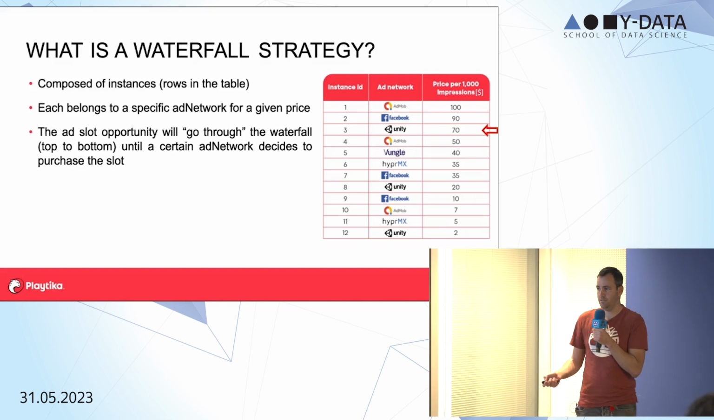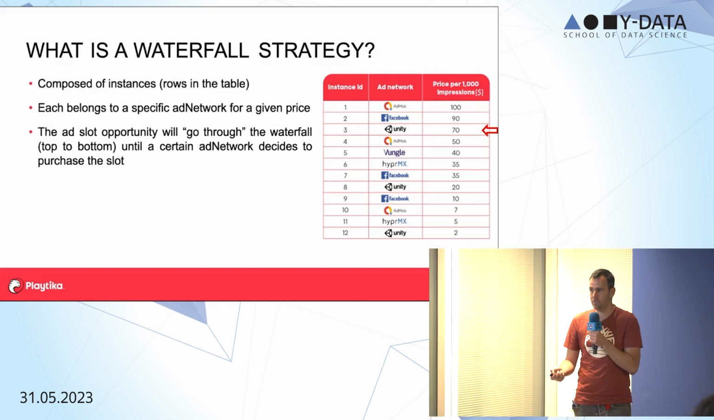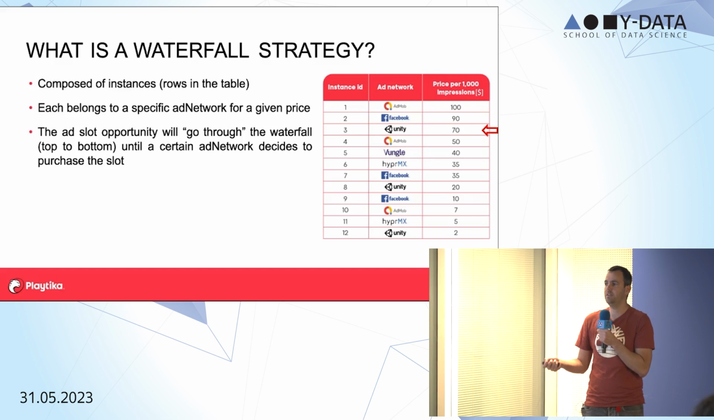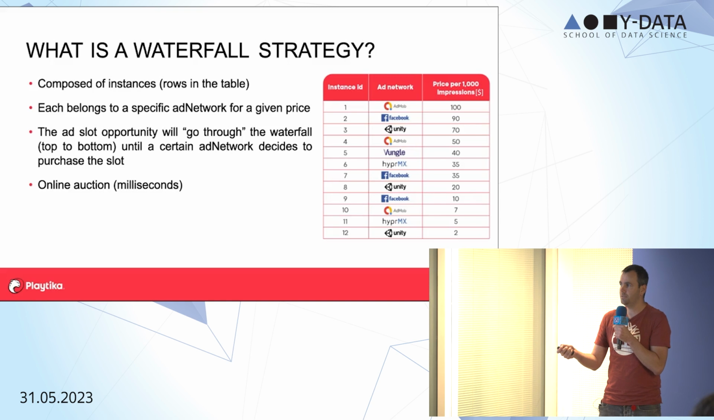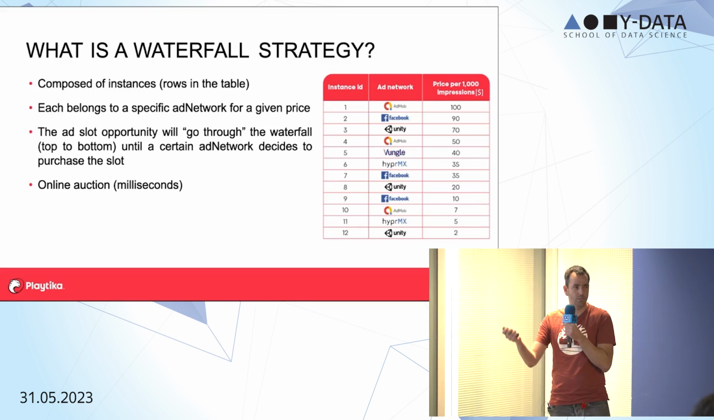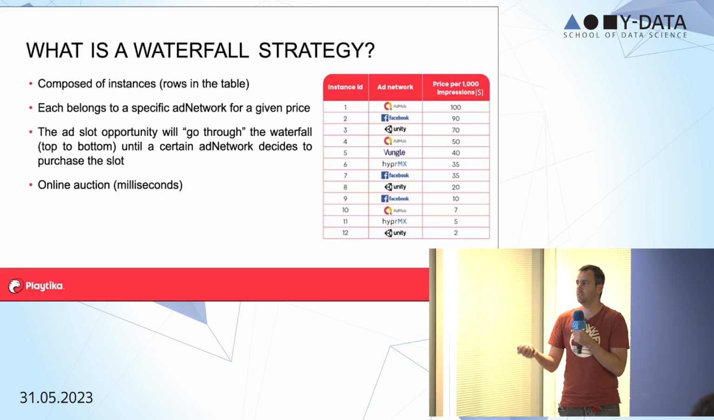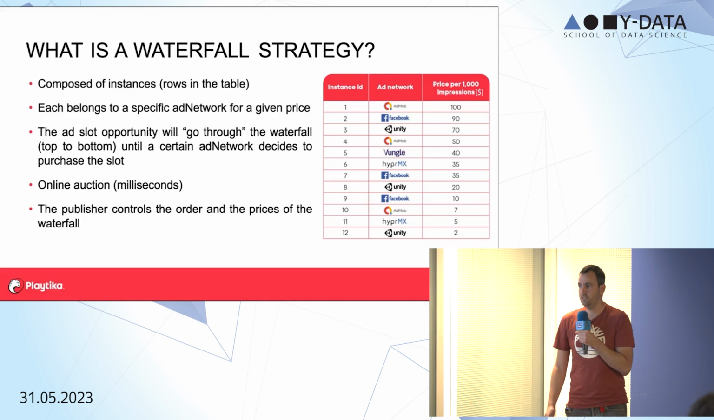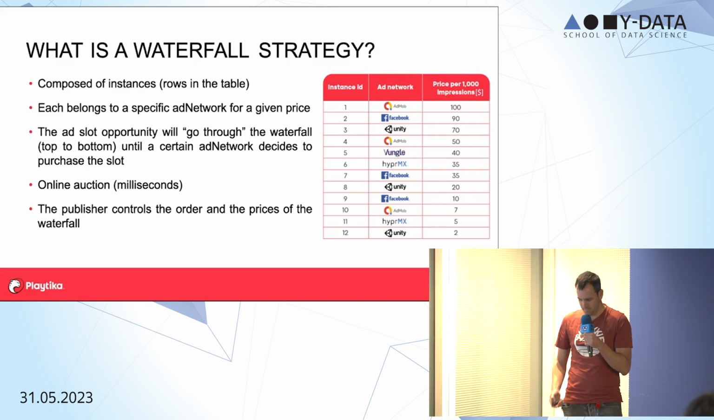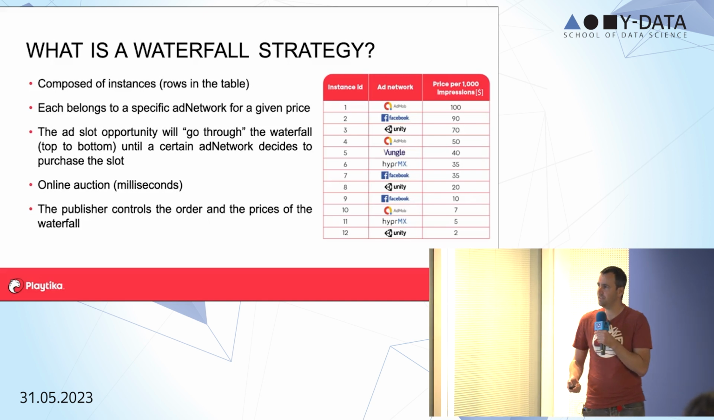The publisher, which is in this case Playtika, controls the order and the prices in the waterfall, so we need to decide on the strategy, which means to set the order of the networks, which are called sequentially, as I said, and the prices of each instance. So the challenge is how to set it correctly or optimally in this case.